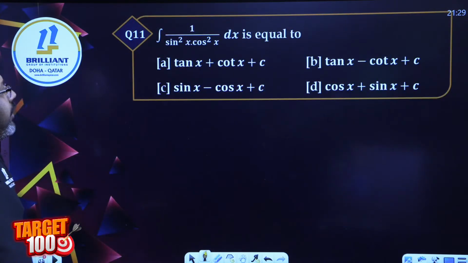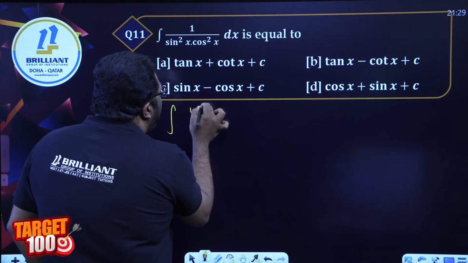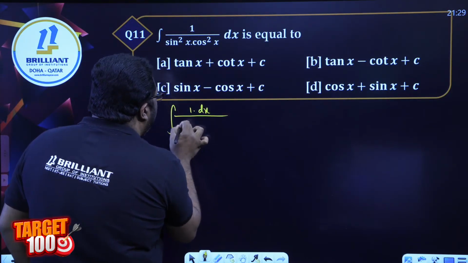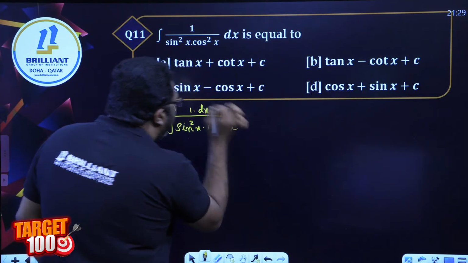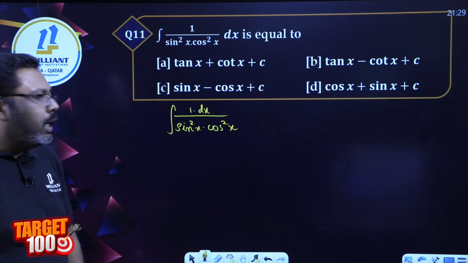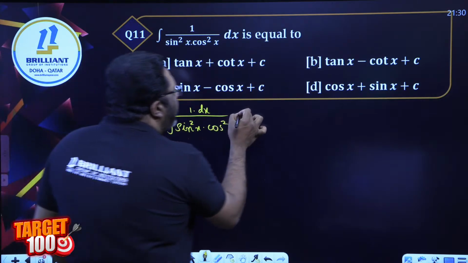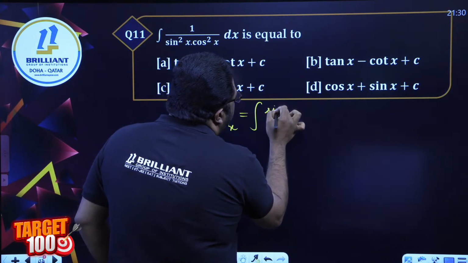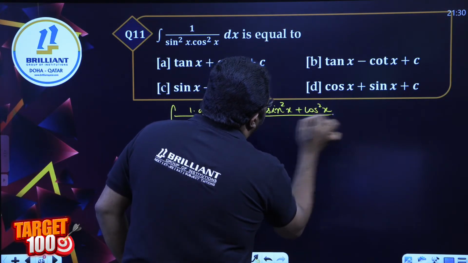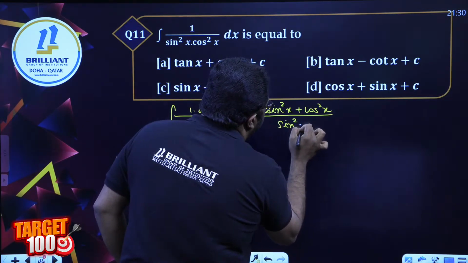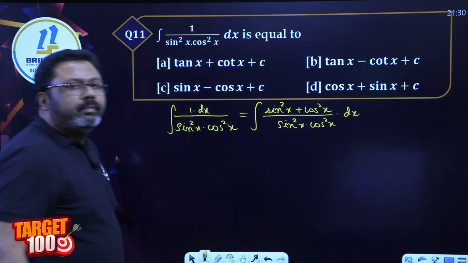Moving forward, question number 11. Integral of 1 by sine squared x cos squared x. It's a very standard question. It has been coming commonly in many of the schools this time, so please learn it, all of you. It can be done in many ways, but the most common one is to write 1 as the trigonometric identity sine squared x plus cos squared x, by sine squared x cos squared x dx.